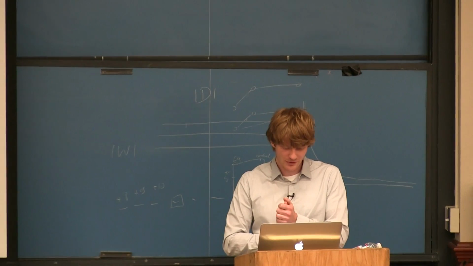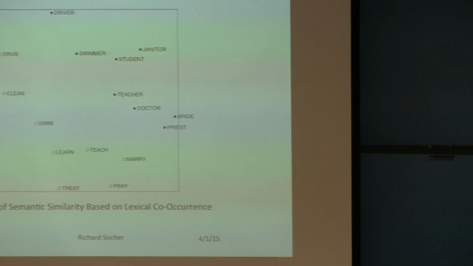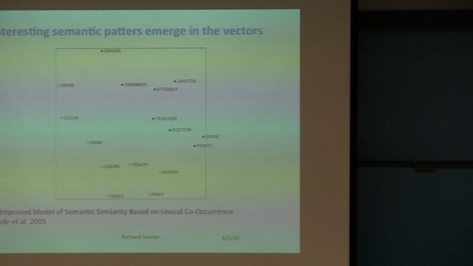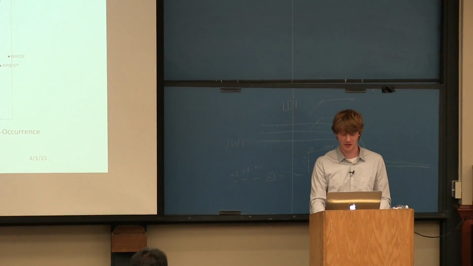Before we go there, one last slide on interesting patterns that emerge here. You have, for instance, swim and swimmer, teach and teacher, treat and doctor, and pray and priest. So even verbs and their semantic noun counterparts have a similar shared structure. Which is kind of amazing, right? We didn't tell this model anything about the world, about certain professions participating in certain activities or anything. It just fell out of the statistics in the model.